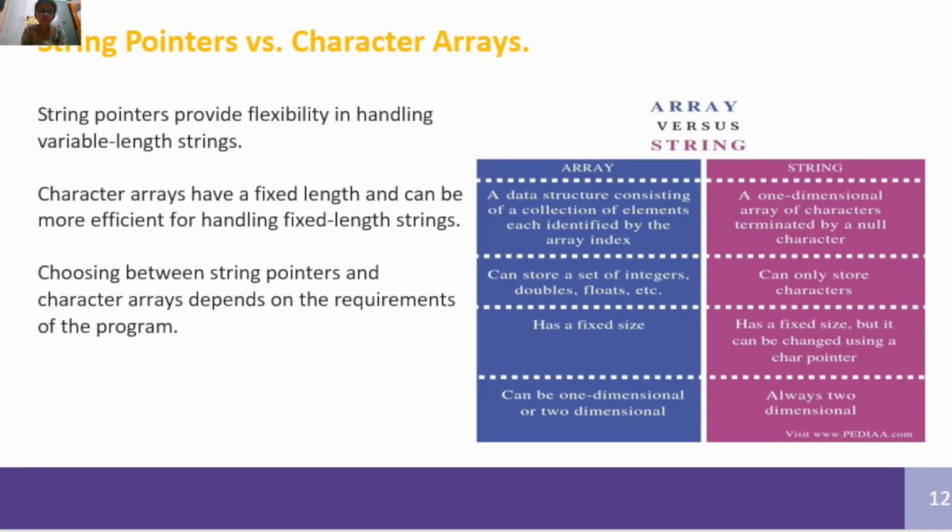Next we have the difference between string pointers versus character arrays. String pointers provide flexibility in handling variable length strings. Character arrays have fixed length and can be more efficient for handling fixed length strings. Choosing between string pointers and character arrays depends on the requirements of the program.